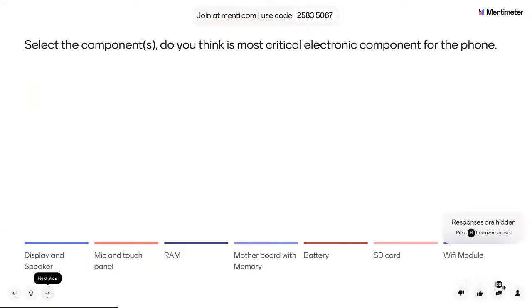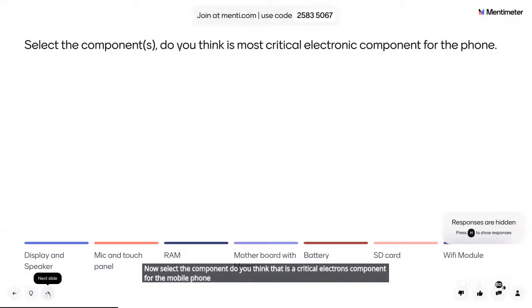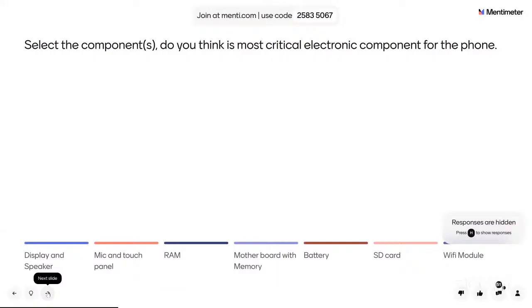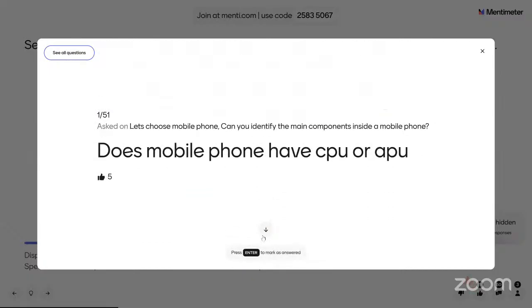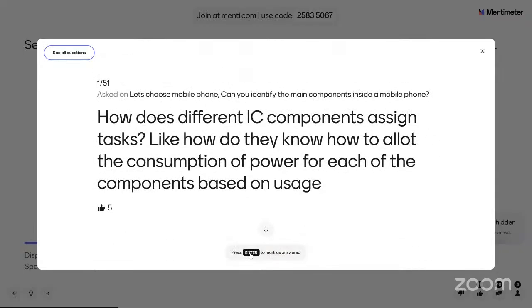Now select the component. Do you think it is a critical electronics component for the mobile phone? Yes, answer.